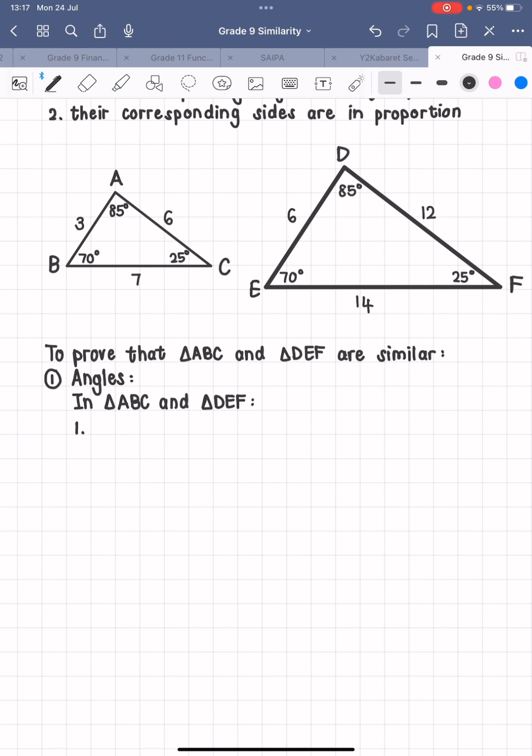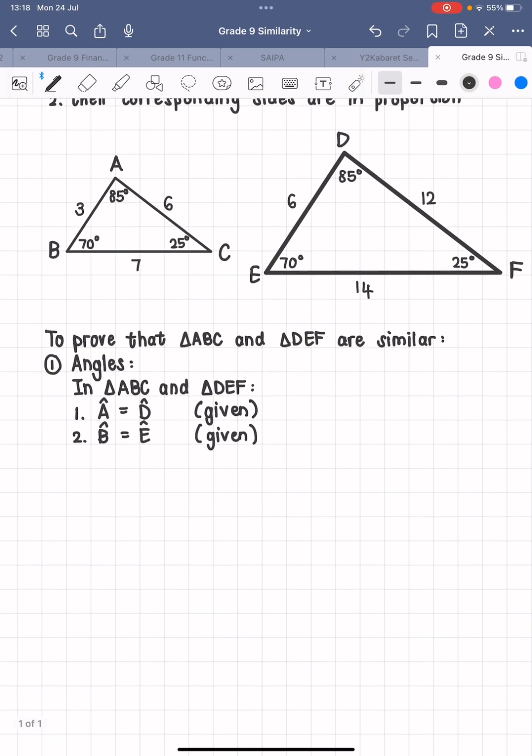And now you're going to list the angles that are equal. Angle A is equal to angle D. How do I know that? Given. It looks exactly like our congruency proofs. Second, angle B is equal to angle E. How do I know that? Given. Angle C, which was 25 degrees, is equal to angle F, also 25 degrees. That was also given.